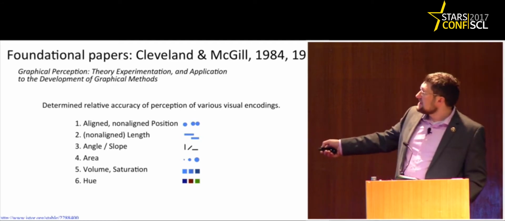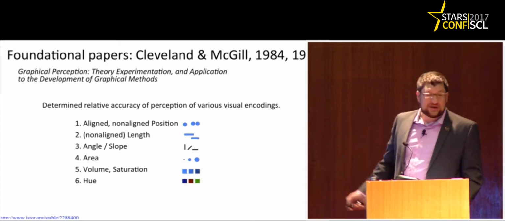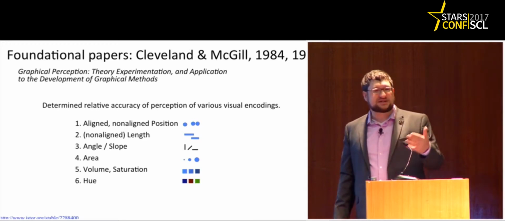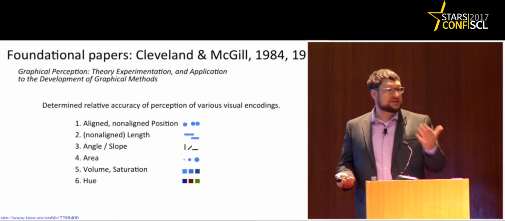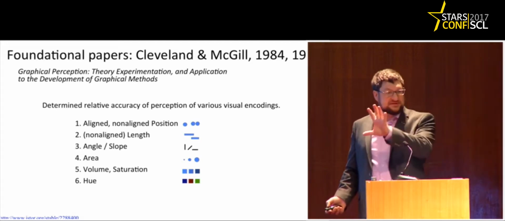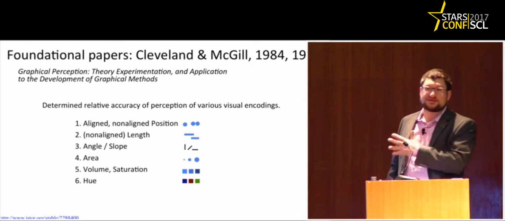As we go down the list, comparing length versus comparing length here, comparing angles all the way down, we get less precise, we get less accurate. It's harder for us to take numerical precision interpretations away from these other methods of turning data into visual shapes. We'll talk a lot more about that. But this is the basis that informs the rest of the talk.